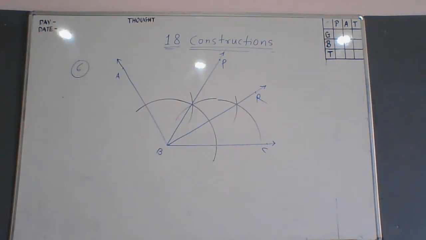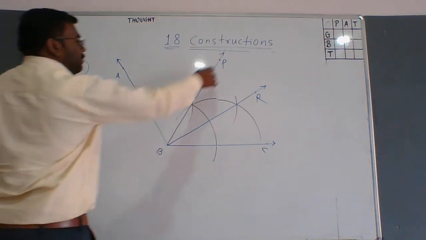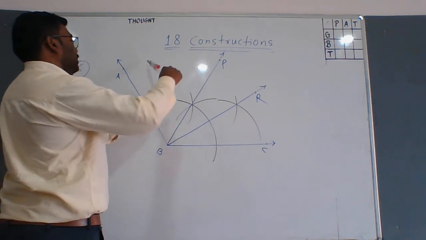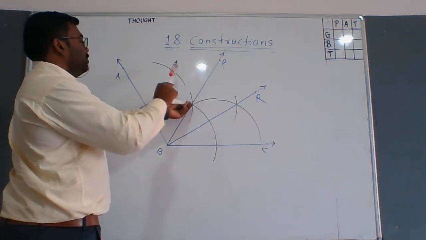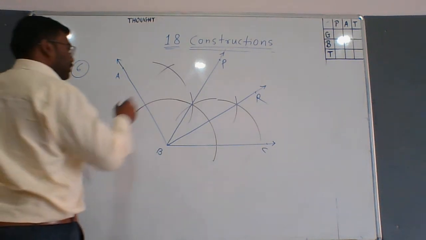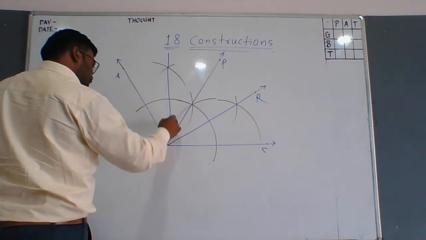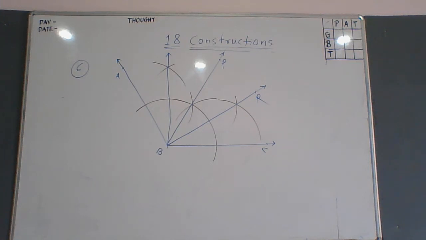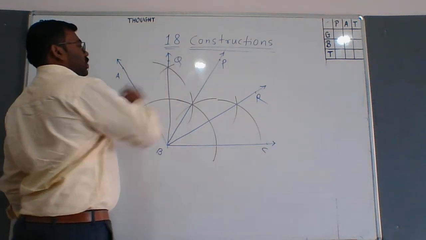Okay. Next, the bisector BQ of angle ABP. Again, the bisector of this. So put the pointer here, draw the first arc, and from this point cut the arc. Join this. This is the bisector of the angle ABP, so the name is BQ. This is our BQ.